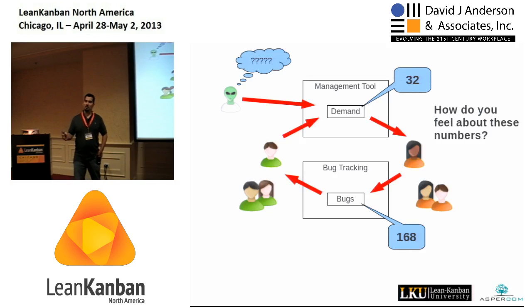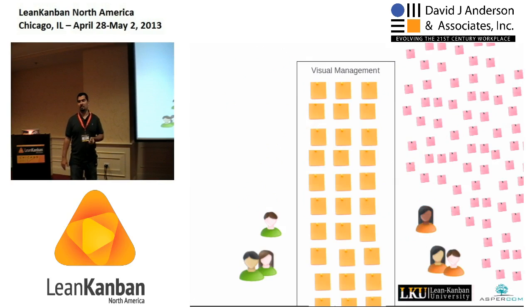Well, this is a question that I'm asking several teams. I did it Monday in my Ignite talk. How do you feel about things? This is an unusual question, right? How do you feel about it? How do you feel about these numbers? 32, 168. What side of your brain do you use to read these numbers? What about this? How do you feel about it?